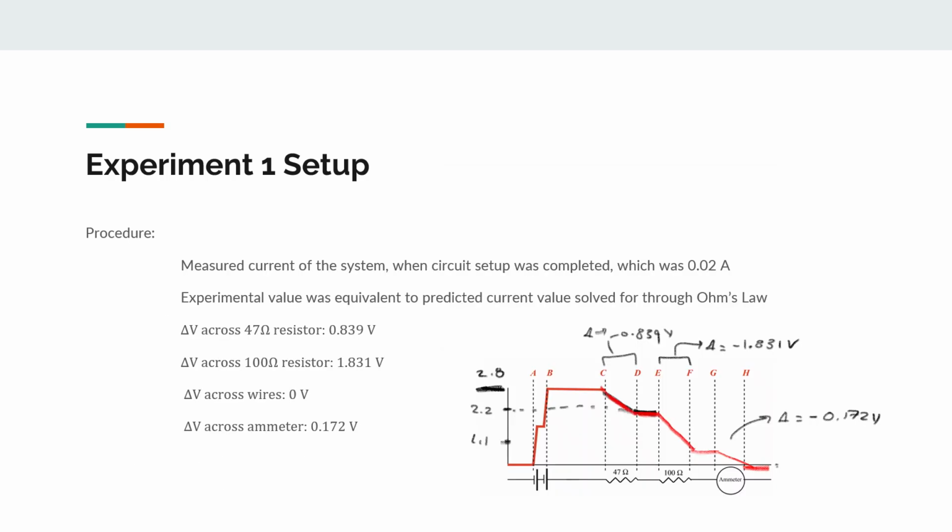For our procedure, we measured the current of the system when circuit setup was completed, which was 0.02 amps. The experimental value was equivalent to the predicted current value solved for through Ohm's law. Additionally, we have some measured potential differences across the 47 ohm resistor, the 100 ohm resistor, the wires, and the ammeter, which can be seen here in this graph.